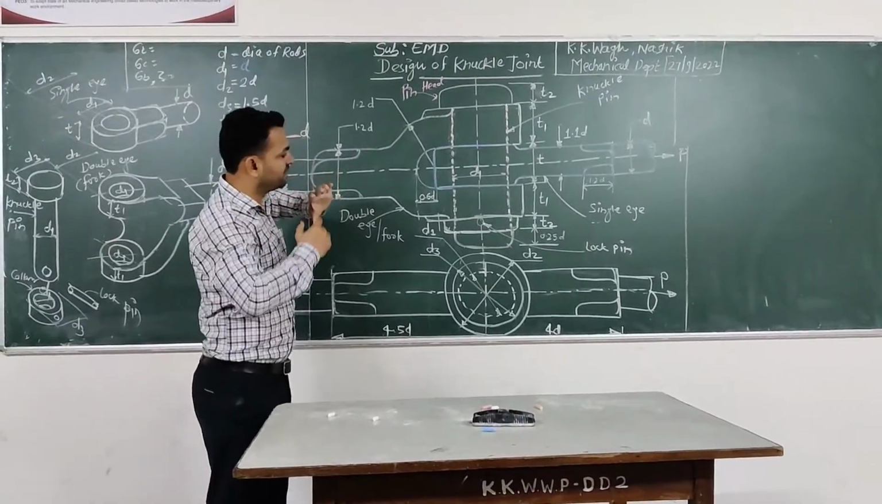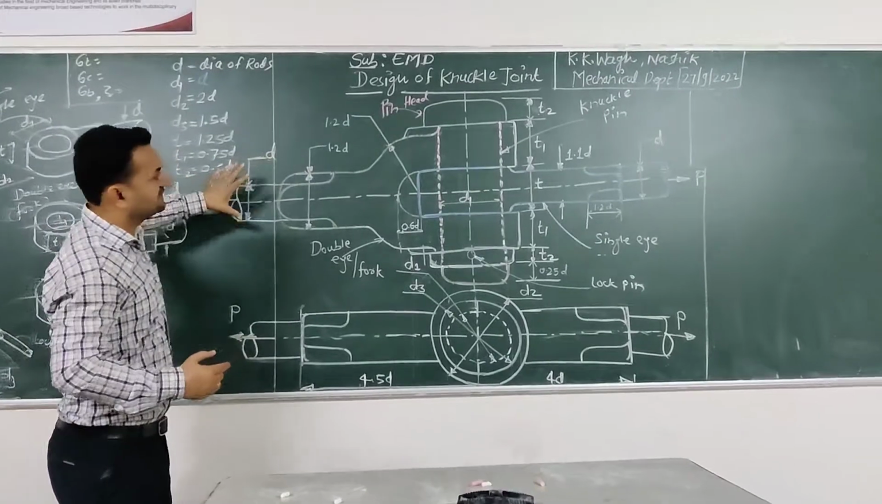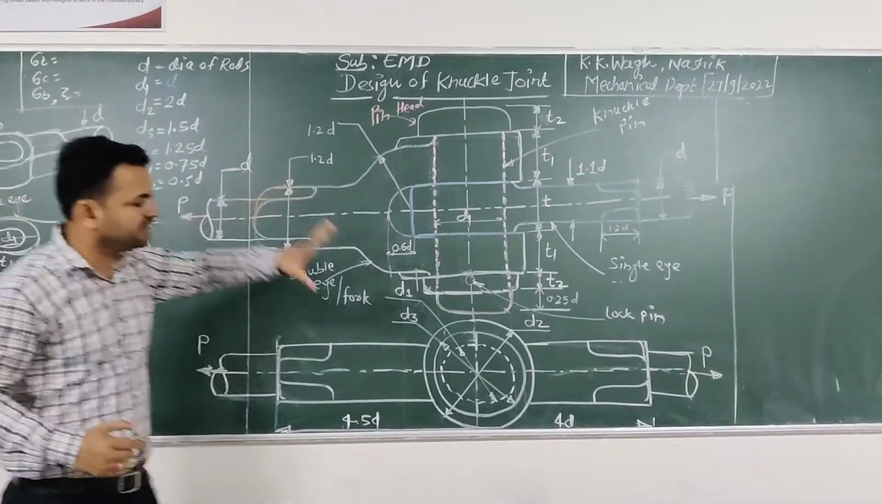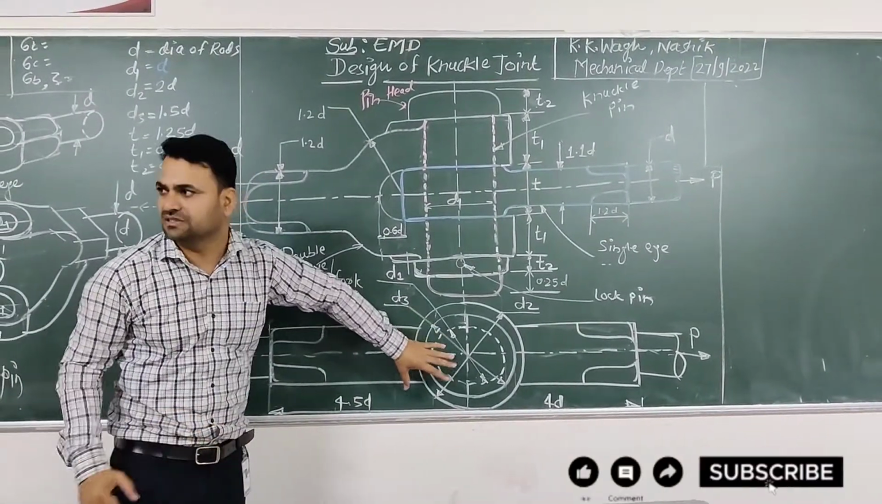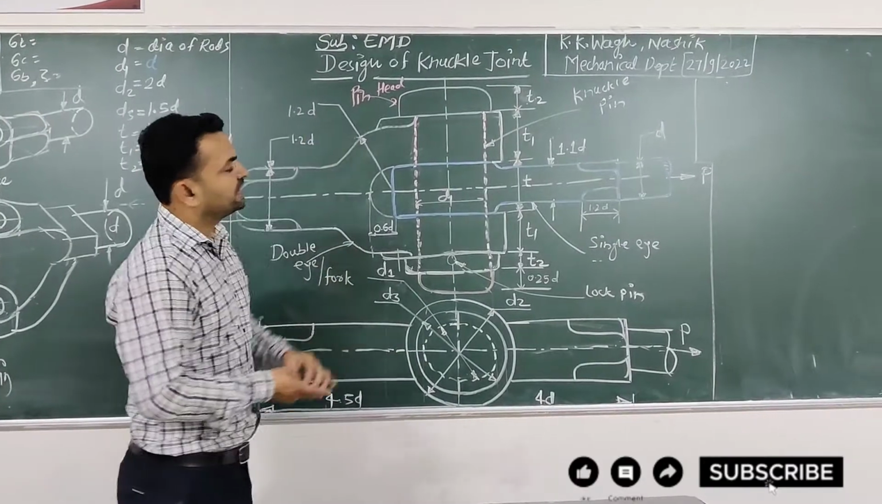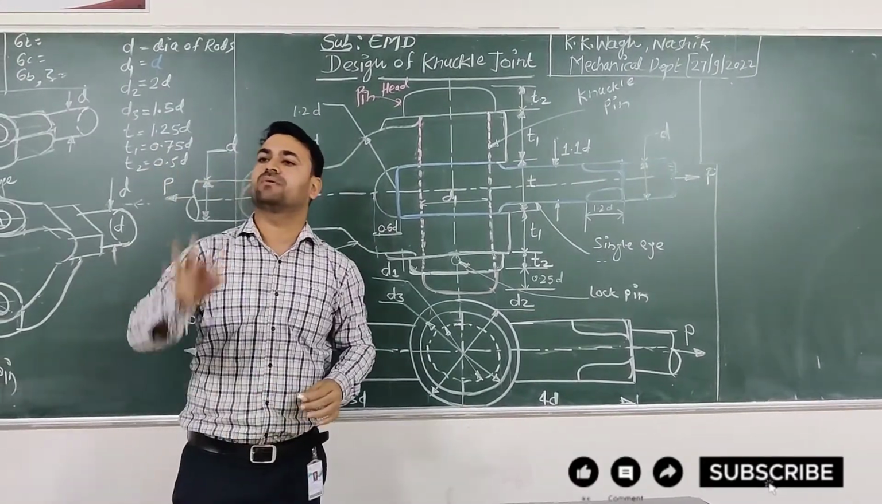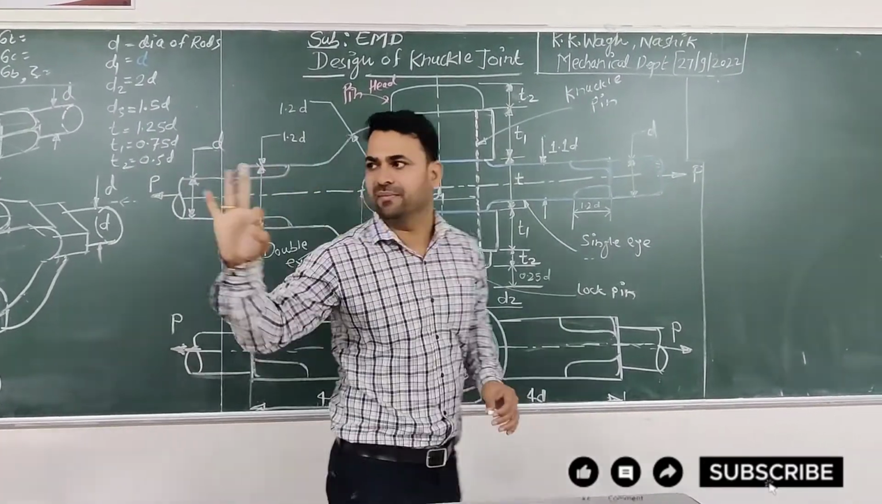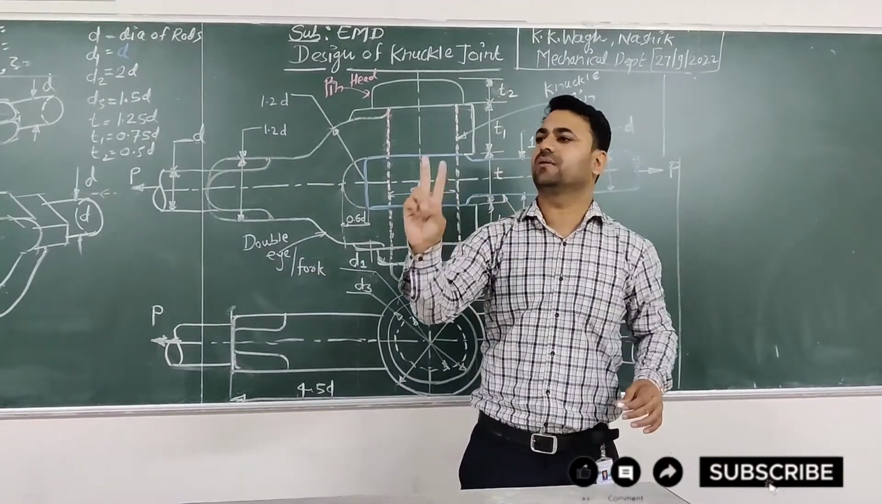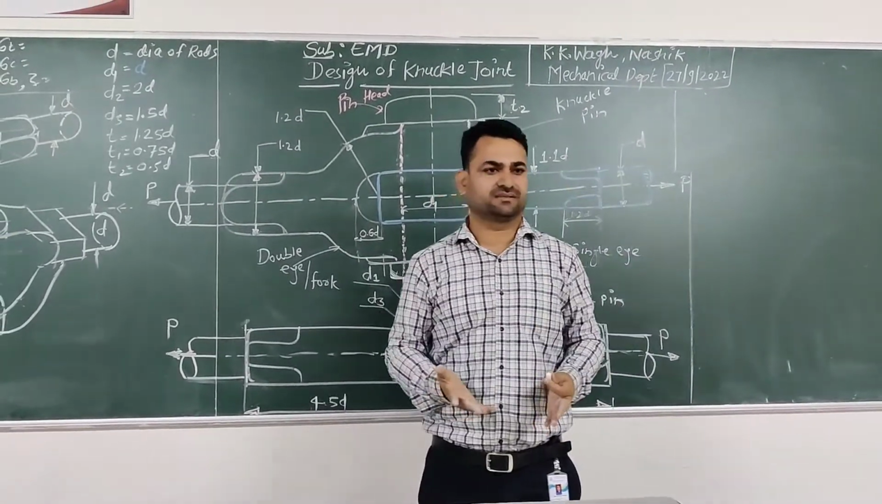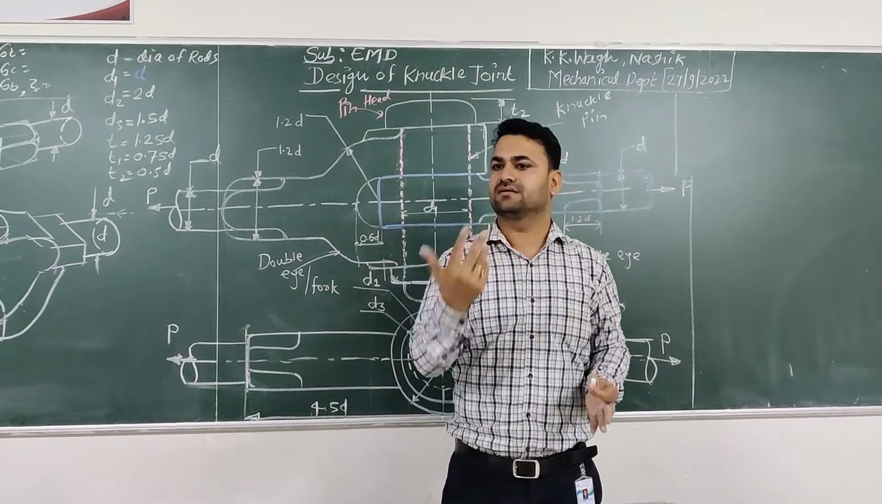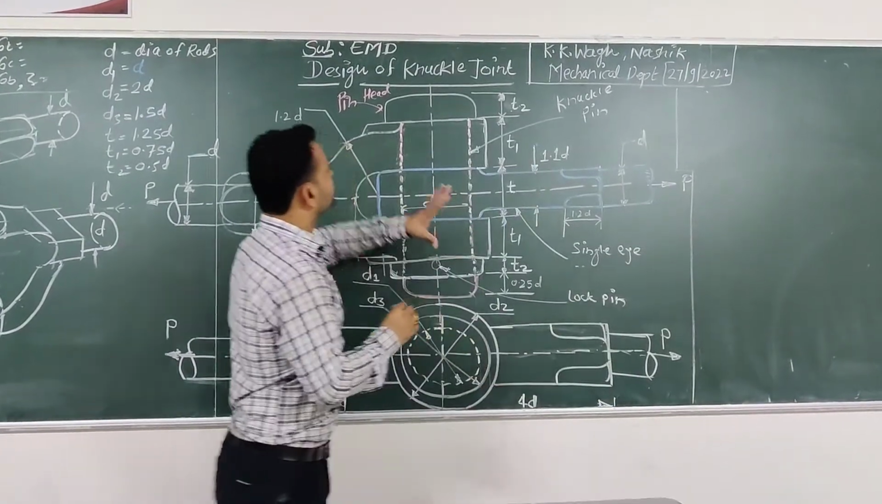This is the diagram of knuckle joint. So we can see this is the front view of knuckle joint and this is the top view of knuckle joint. Here knuckle joint mainly consists of how many elements? 3 elements. And 2 elements are the supportive elements. Okay, so let's see the elements.